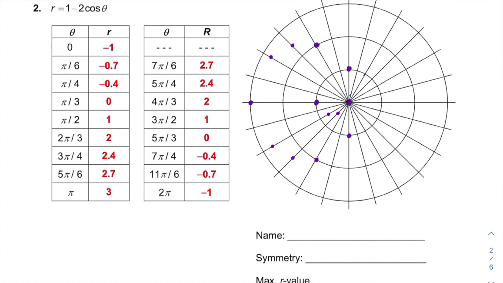Okay, cool. All right, next up at 5 pi over 3, we are at 0 again. Great. At 7 pi over 4, we are at -0.4. Okay, so 7 pi over 4 is this middle line right here. So if we are at -0.4 on the middle line, that would be right about here. And then if we are at -0.7, that puts us right about here. Okay, so maybe you can start to see this.